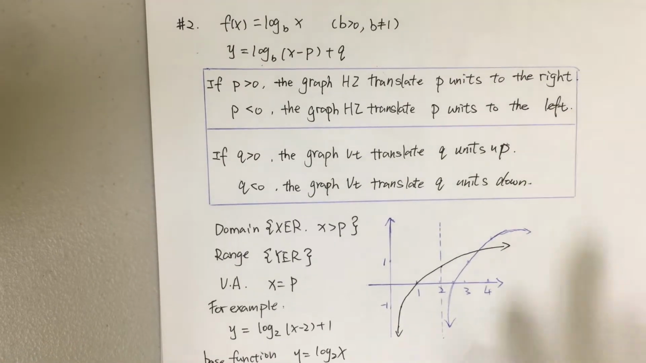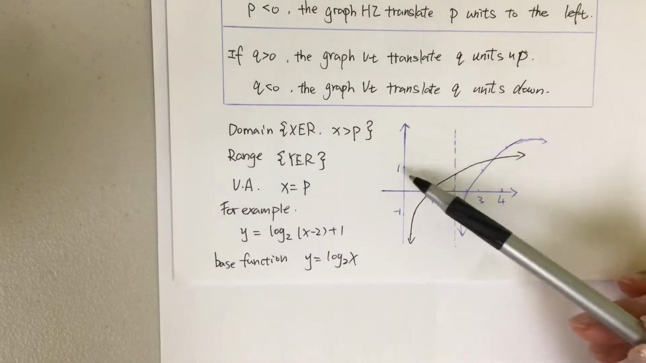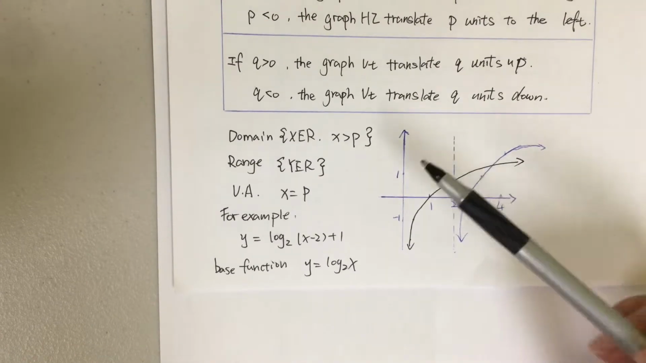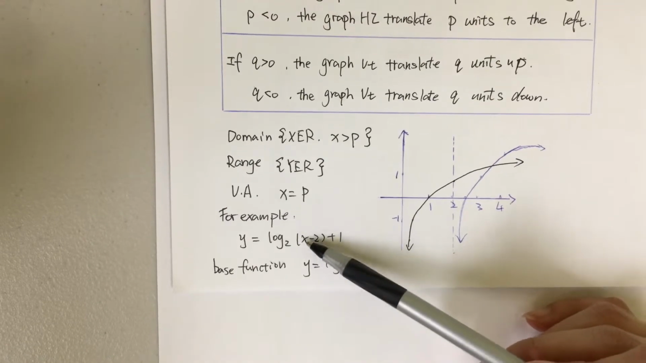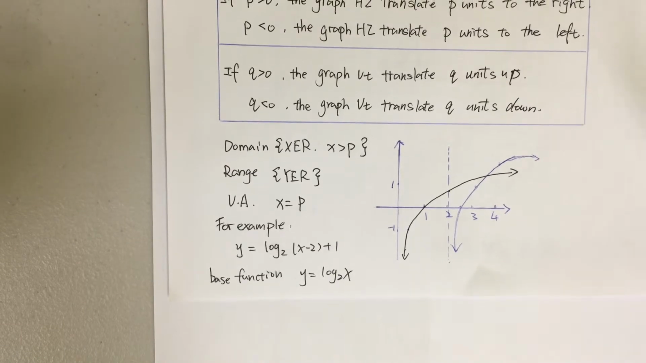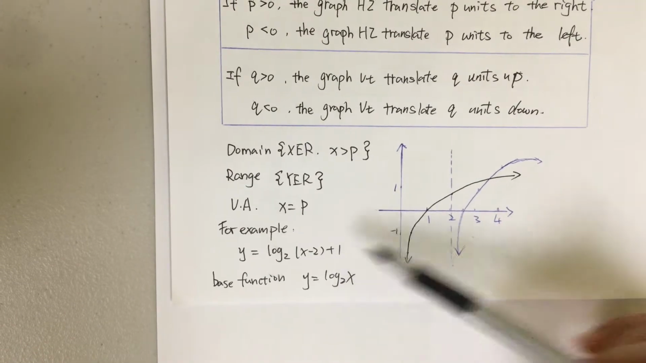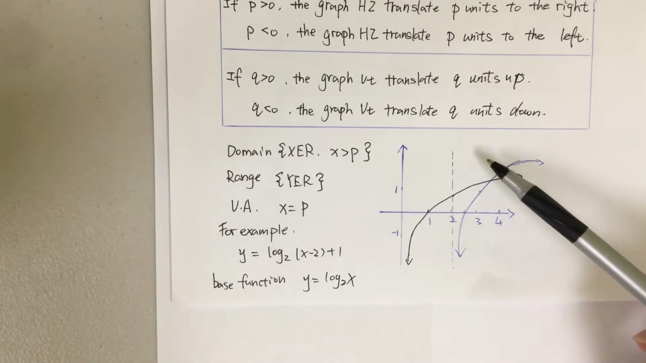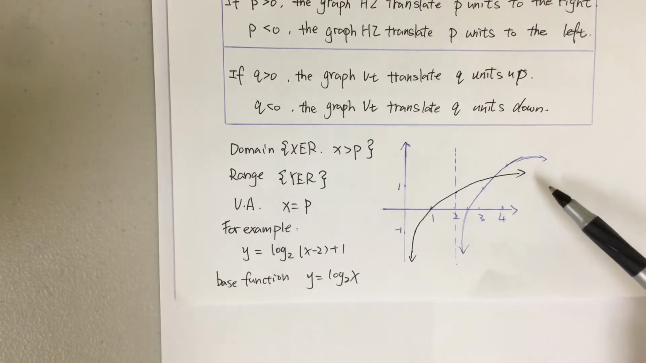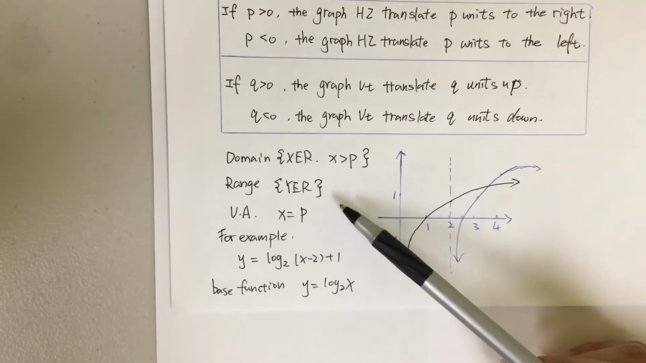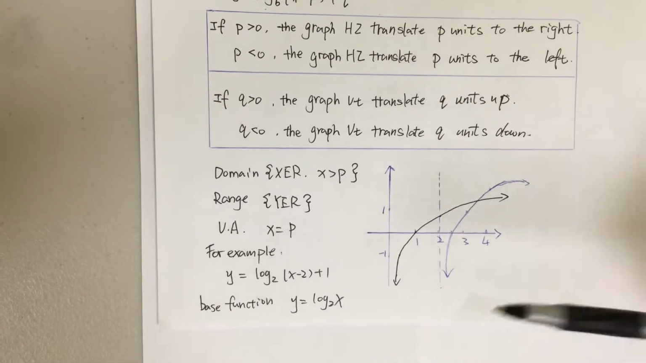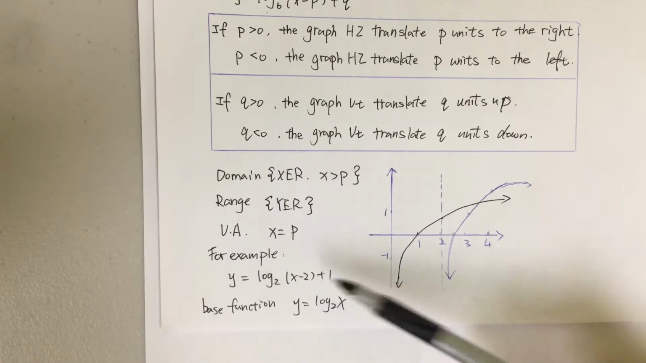So the domain, you can see here, the vertical asymptote is going to change to the P value, and here because I assume x minus 2, P equals 2. The whole graph is going to translate horizontally 2 units to the right and shift 1 unit up. In this case, the domain becomes x strictly greater than P, and there's no change to the range. Still y belongs to all real numbers. The vertical asymptote for this particular example is x equals 2.